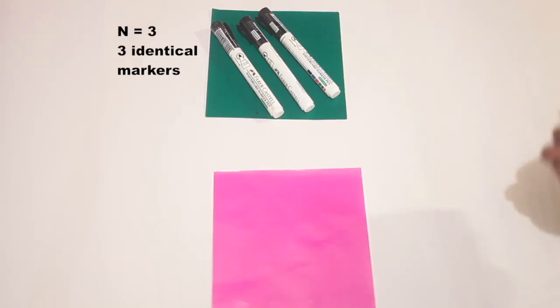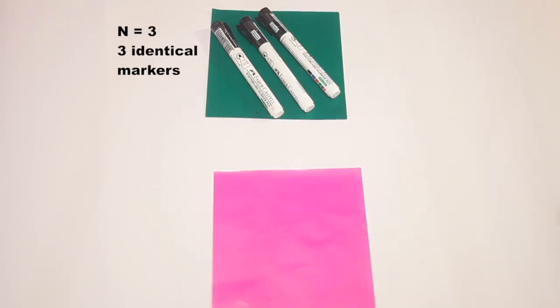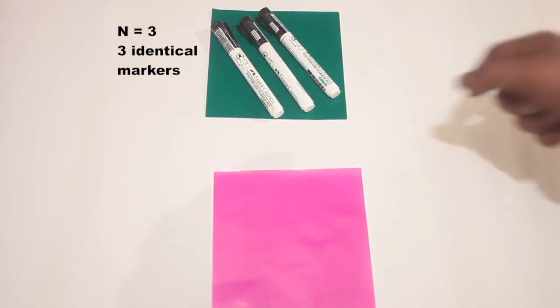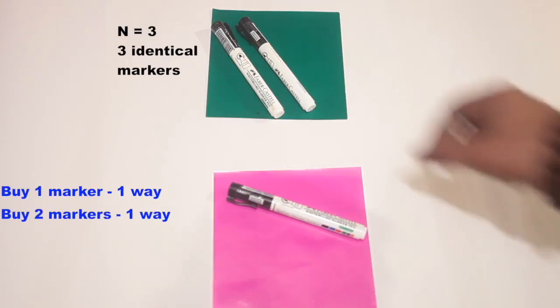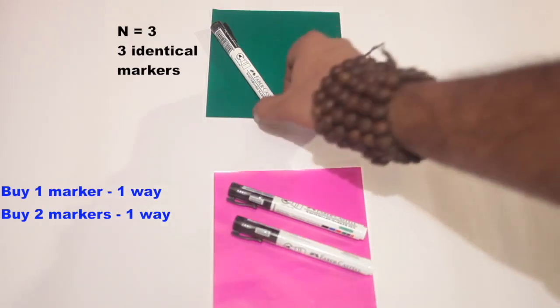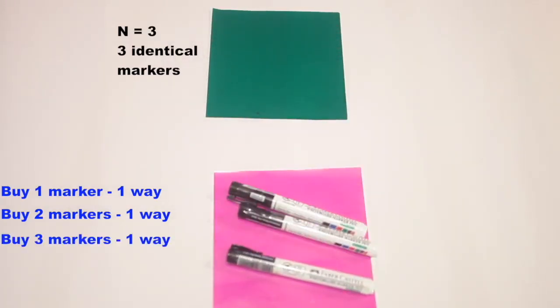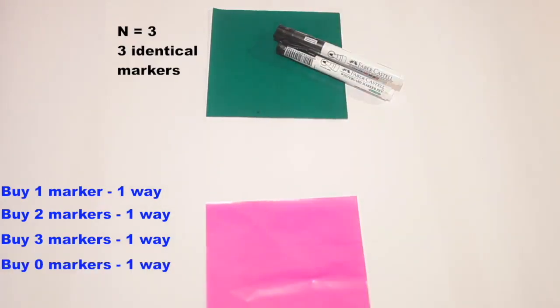So say you walk into a shop, and this green paper is a shop and this pink paper is your shopping bag, and you walk into the shop and your question is, in how many ways can you buy something, right? Overall possibilities. So now think about it for a minute, and if you go into this shop and there are only these 3 identical markers, all you can do is you can buy one marker. That would be one way of buying something. Or you could buy 2 markers. That would be another single way. Or you could buy 3 markers. Or another 4th way would be you buy none of them and you just go back empty handed, right?